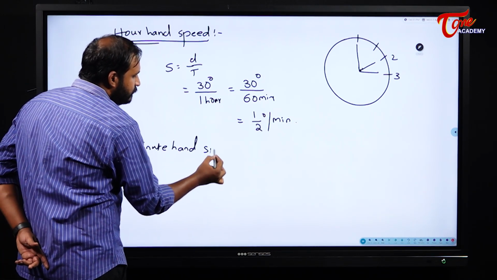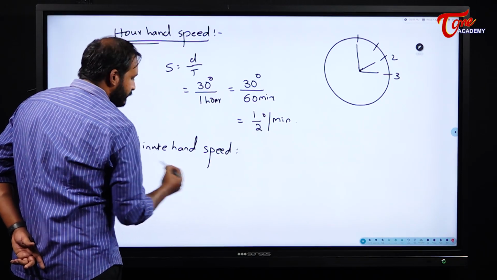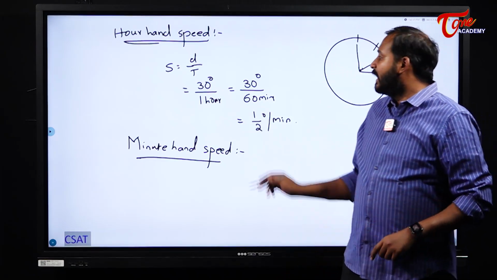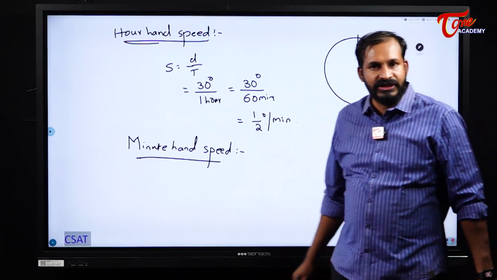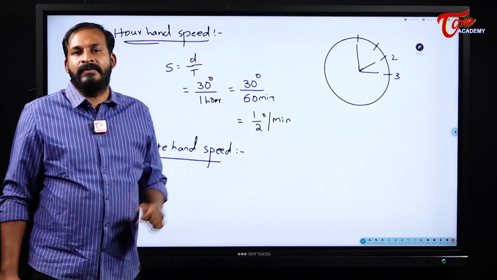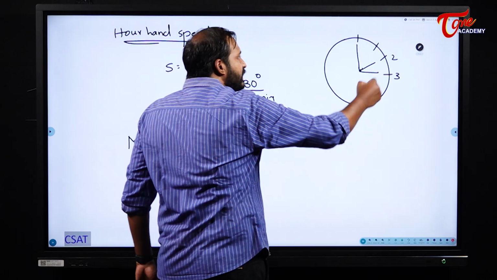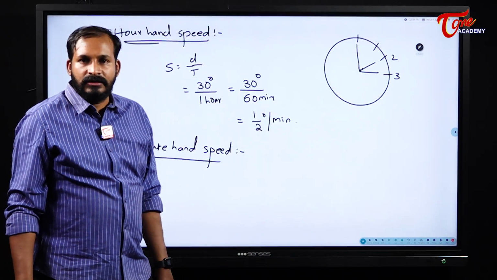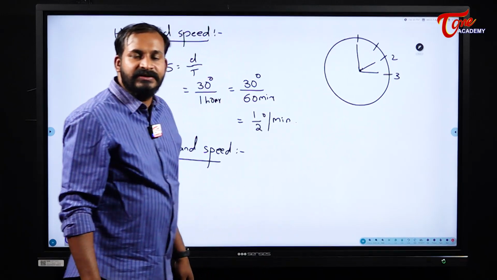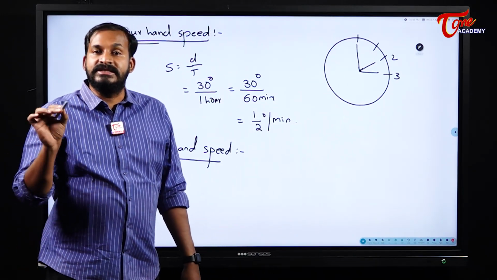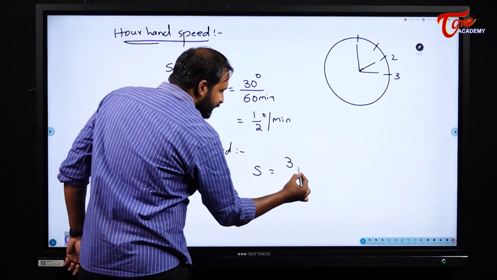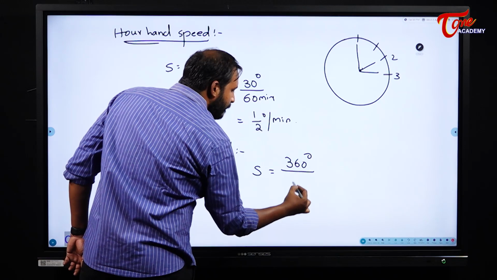When it comes to the speed of my minute hand, what will happen? See here students, my hour hand in 1 hour travels from one position to another position, right? Now similarly tell me, in 1 hour, what is the distance covered by my minute hand? It will go a complete rotation, right? It will start at 12 and end at 12. That means it will travel total how much distance? 360 degrees. So same thing here, speed is equal to 360 degrees by 1 hour.